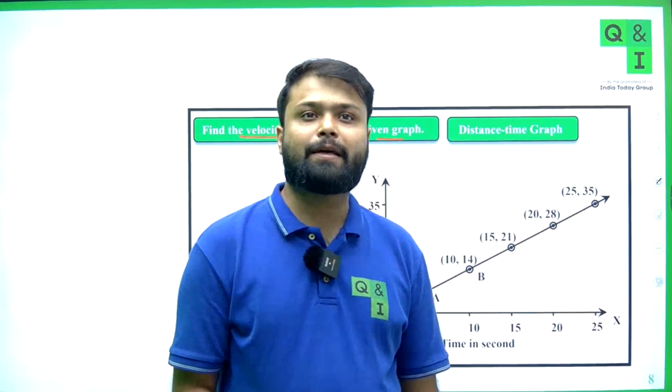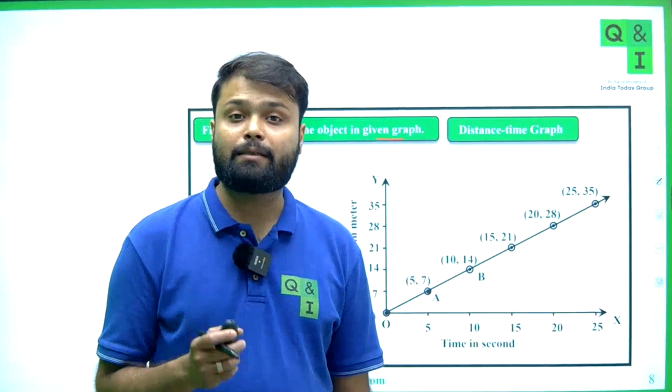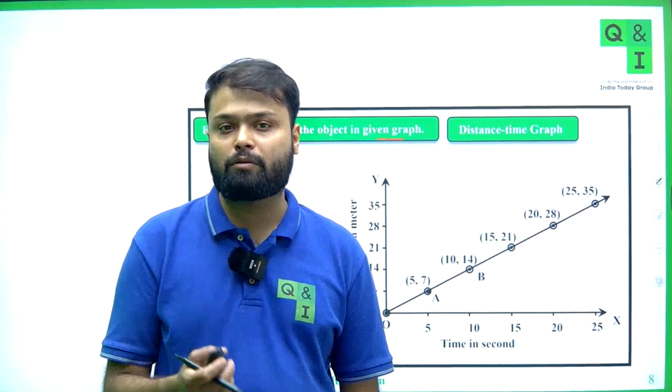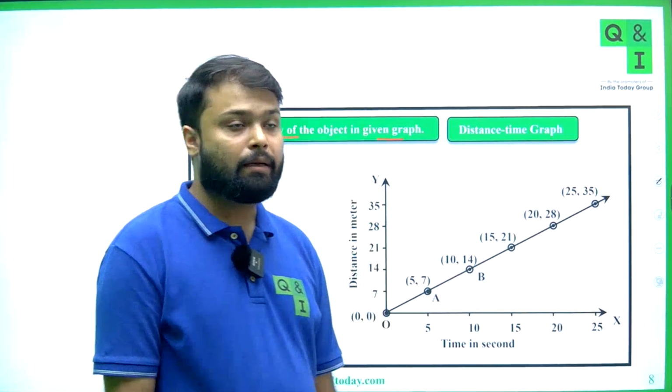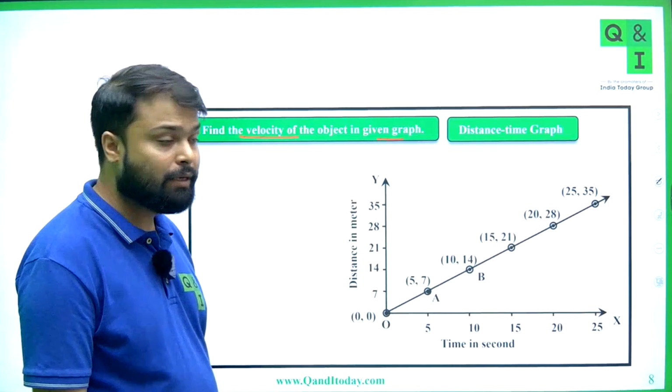But if a body is traveling in a straight line without changing direction, in that case distance is equal to displacement, and we can say that speed is equal to velocity. Now here we know that velocity is the rate of change of position, or displacement upon time.